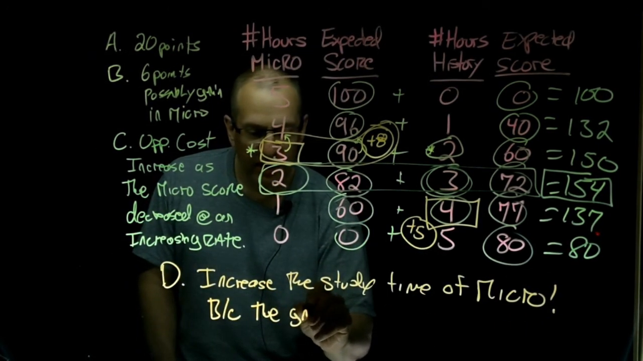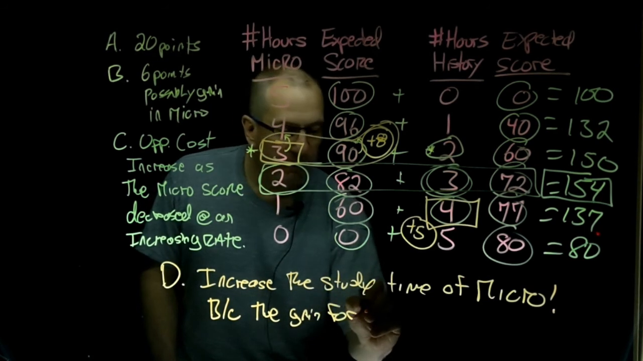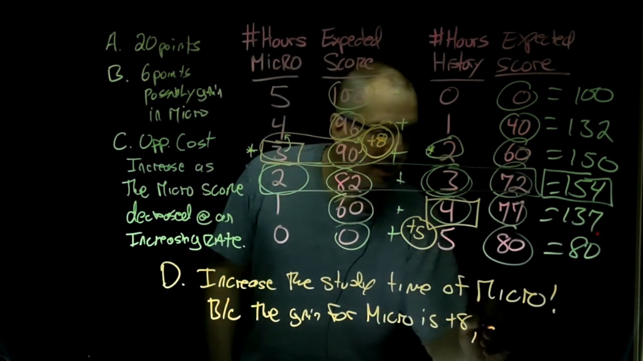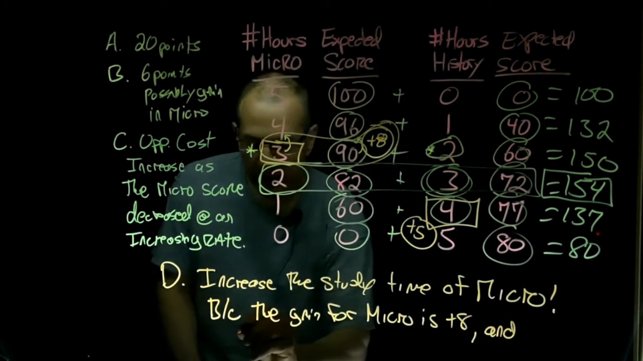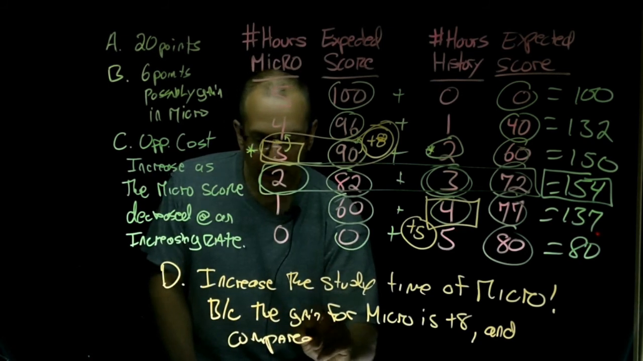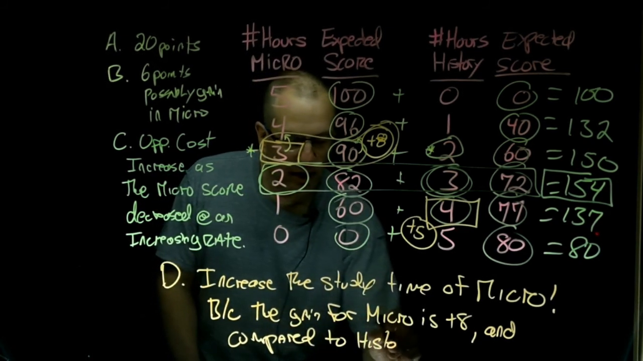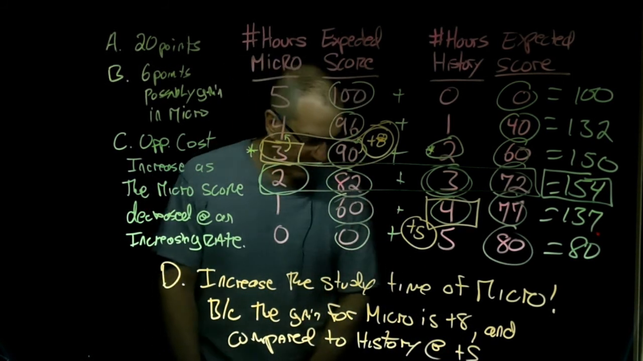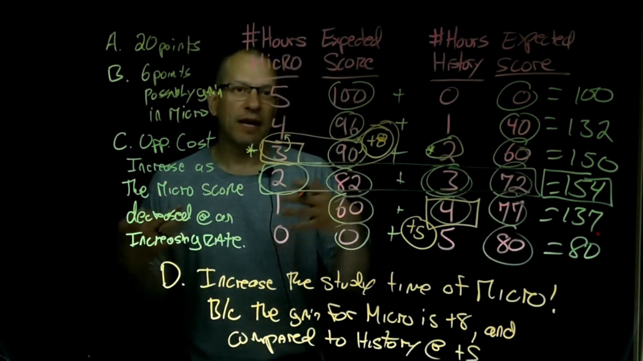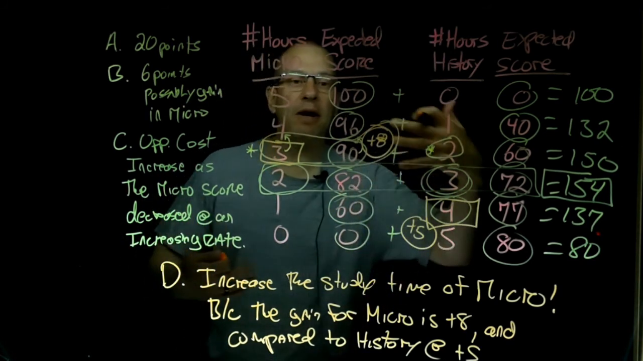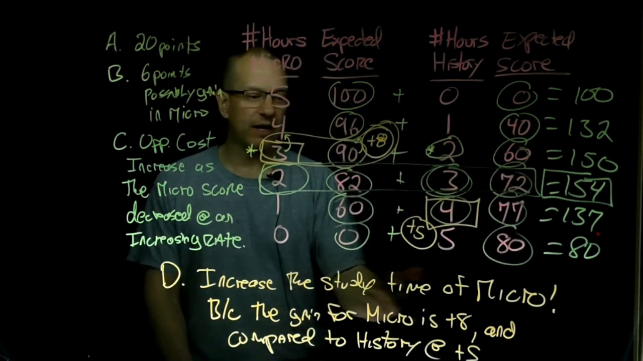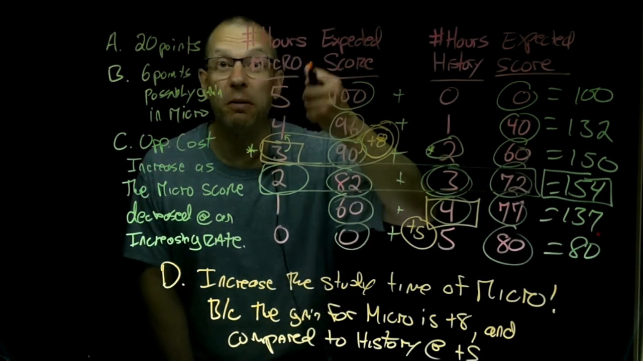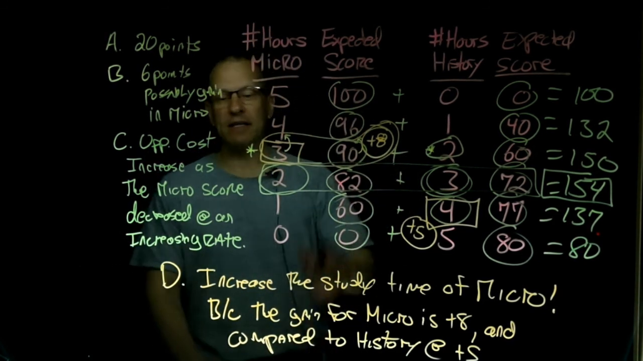The gain for micro is +8 compared to history at +5. Okay, and that's the comparison that they want to see. They want to make sure that you're analyzing this at the margin, at the next additional amount of output that we're getting. That's the gain right there. Micro, you're going to get 8 more points. History, you'd only get 5 more points. Study more micro. That's the game plan there. All right, guys. Thanks.